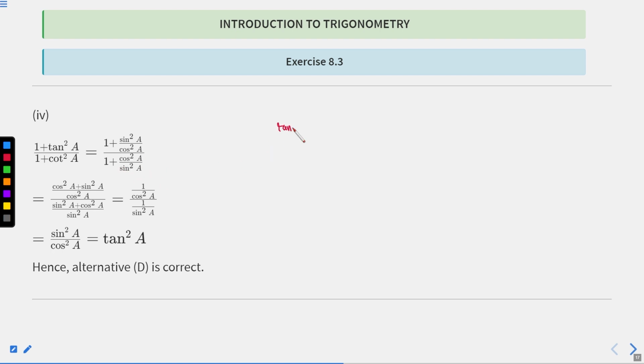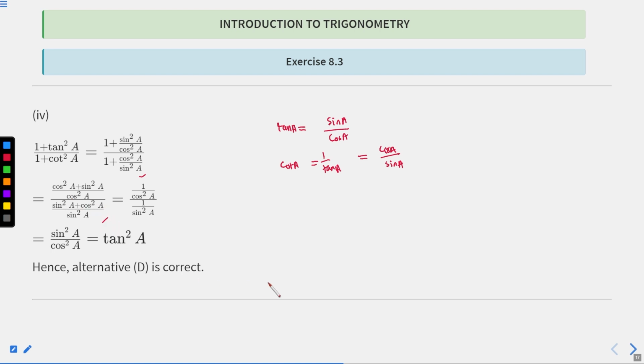Why? Because we know tan A is equal to sin A divided by cos A, and we know cot A is equal to 1 by tan A, and this is equal to cos A divided by sin A. So 1 plus tan square A is equal to 1 plus sin square A by cos square A, and 1 plus cot square A is equal to 1 plus cos square A by sin square A. Now simplify it, then you will get cos square A plus sin square A divided by cos square A, divided by sin square A plus cos square A divided by sin square A.